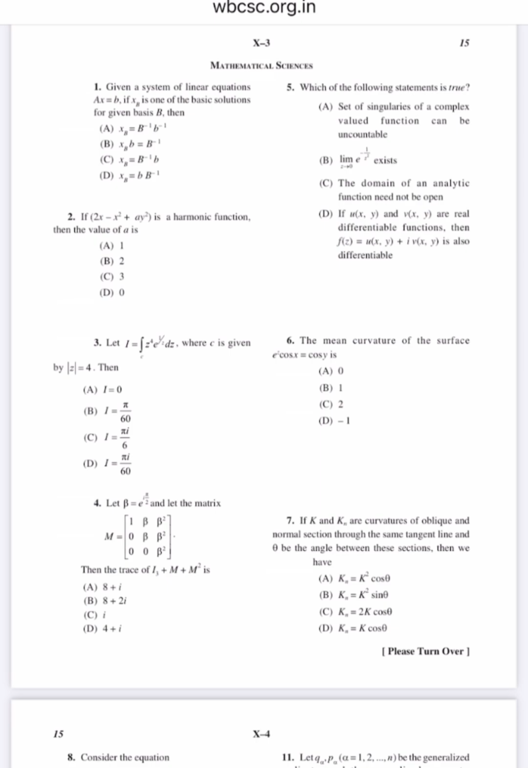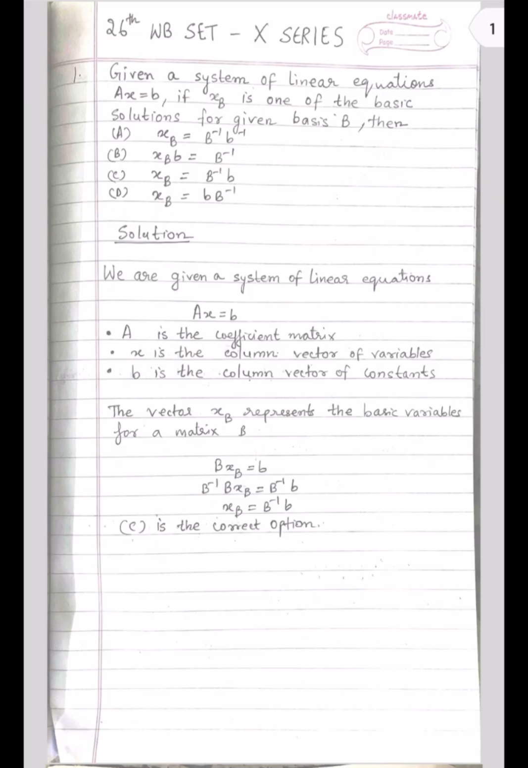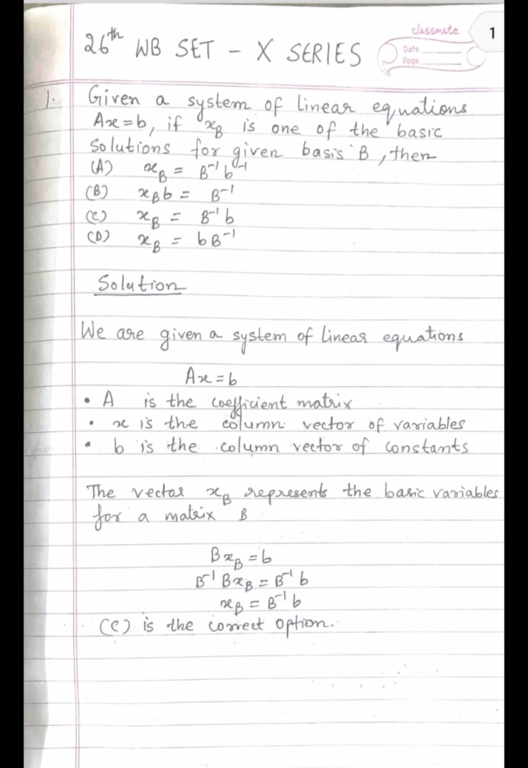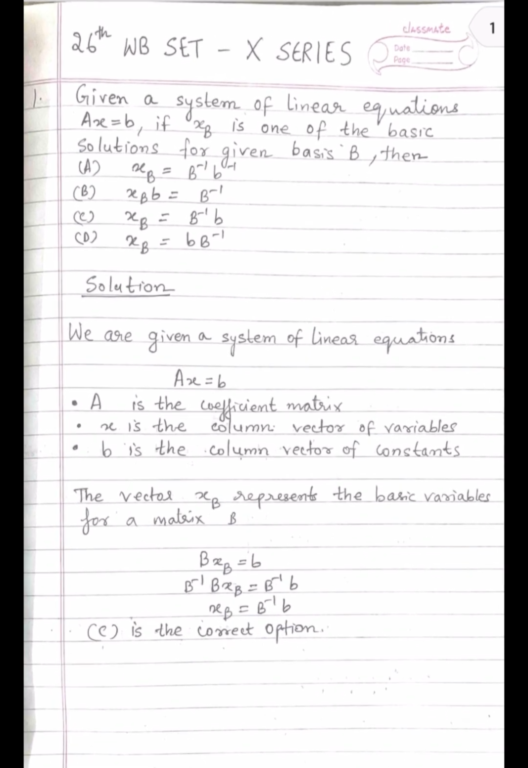So let's start. Given a system of linear equations Ax = b, if xB is one of the basic solutions for the given basis B, then A xB equals to the other four options. The solution: see what is happening here. A is the coefficient matrix, x is the column vector of variables and b is the column vector of constants. So we all know this standard matrix equation. B is our matrix and xB is the solution, so B xB equals b.